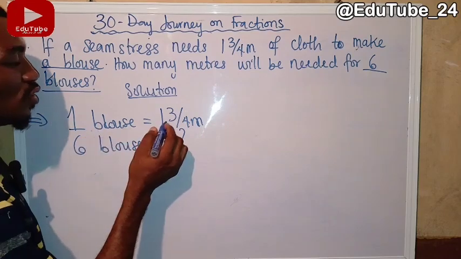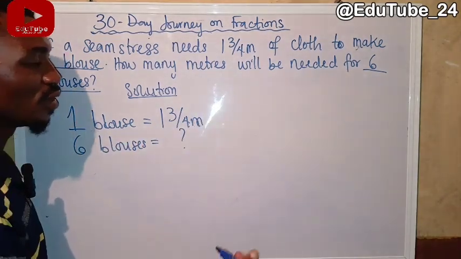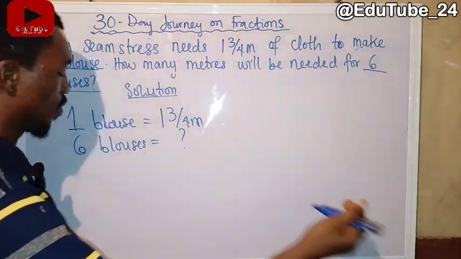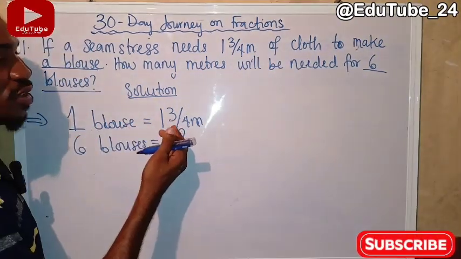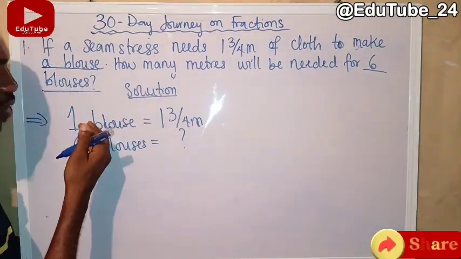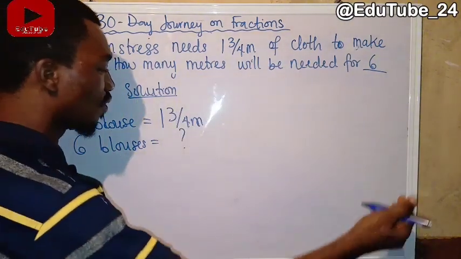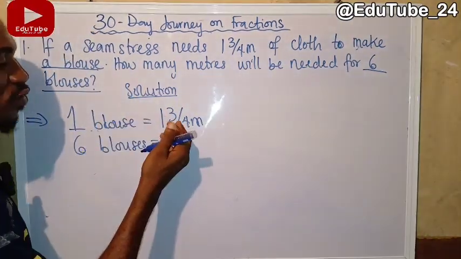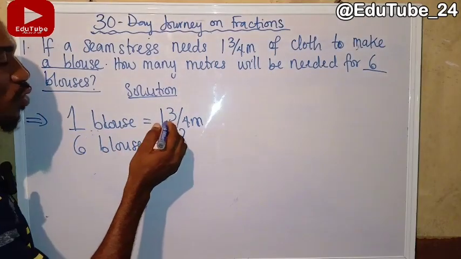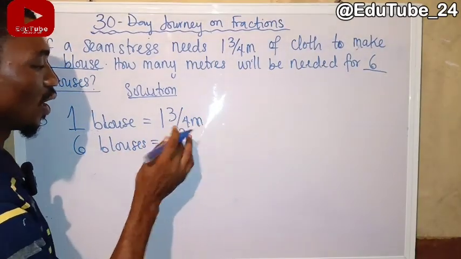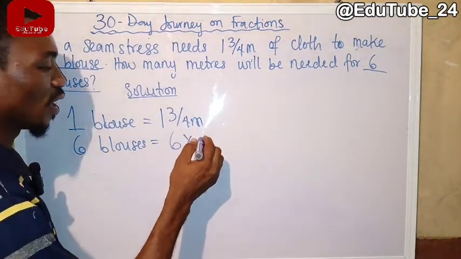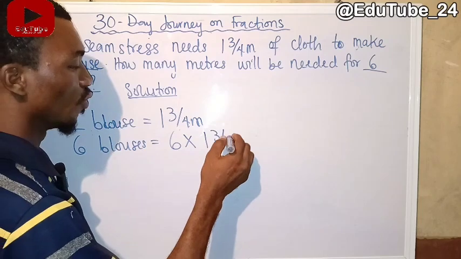If for one blouse she needs 3/4 meter, definitely to make 2 blouses, this is going to repeat 2 times. To make 3 blouses, this is going to repeat 3 times. To make 4 blouses, 4 times. To make 5 blouses, 5 times. And to make 6 blouses, this is going to repeat how many times? 6 times. So definitely, for every one blouse made with 3/4 meter, for 6 blouses, we are going to make 6 times 3/4.